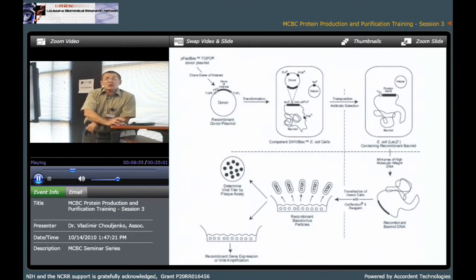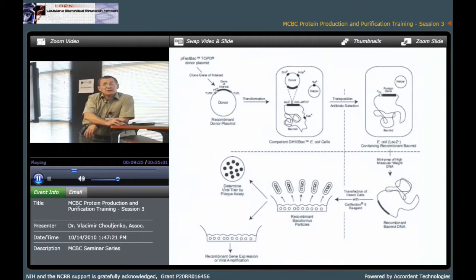It's transformation of competent DH10Bac. These are very specialized cells. Invitrogen offers these cells as ready-to-go competent cells. You don't have to do it by yourself. But it's very expensive again, so if you want, you can take these cells and make competent cells by yourself. Basically, you can do it by yourself, or you can just buy cells from the company.